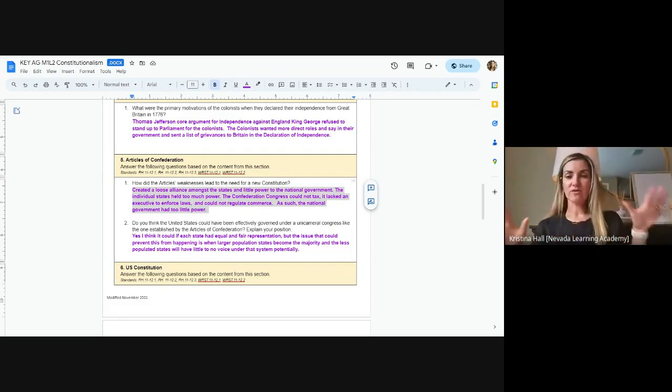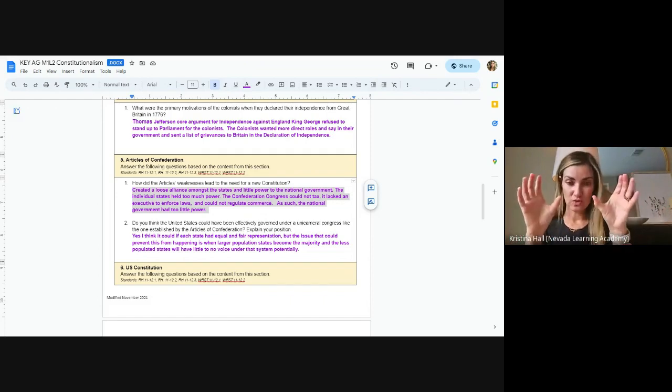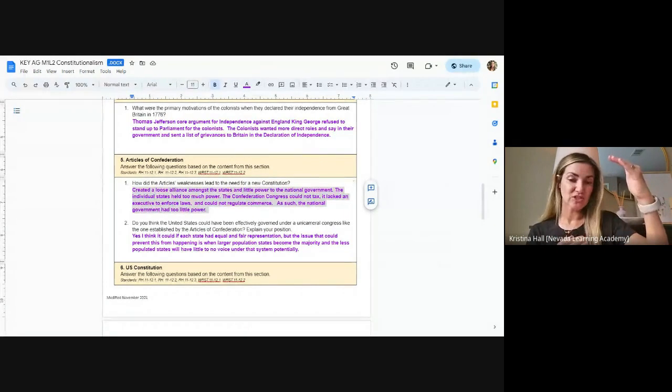It was just everyone was equal. So when they rewrote the Constitution, they created 2 different houses. The House of Representatives, which is based on population. So a state like Nevada, we only have a couple representatives. A state like California has over 10, a dozen. They have a ton. So the higher your population, the more representatives you get. The lower the population, the fewer representatives.